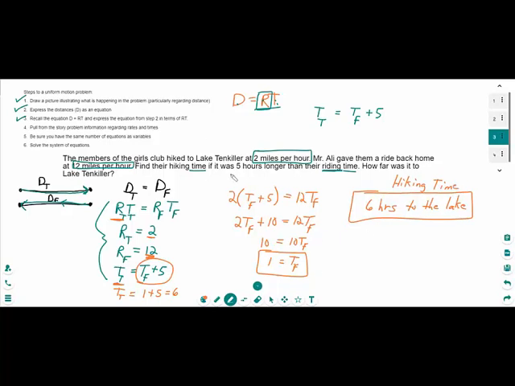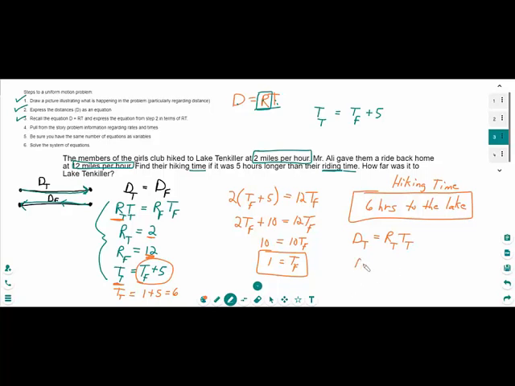All right. Now, how far was it to the lake? Well, we need to know one of these distances. Okay? So, you can decide which one you want, I guess. What do we do to find distance? We go distance equals rate times time. So the distance, and it doesn't really matter which one you pick because the distance is going to be the same, but we'll just say the distance to the lake is equal to the rate to the lake times the time to the lake. All right?